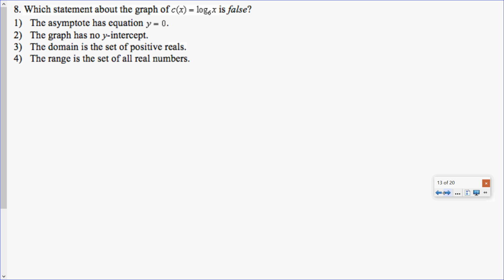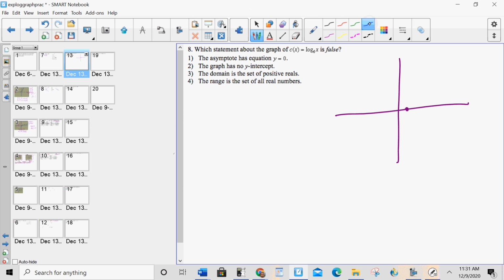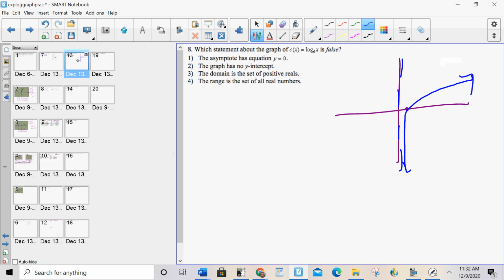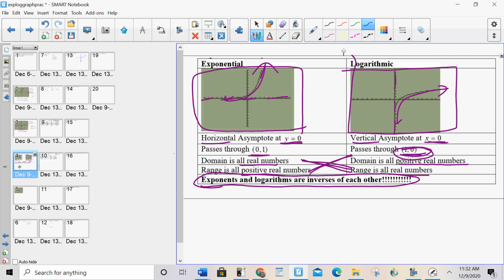So which statement about the graph of c of x equals log base 6 is false? Well, it's a log graph. So I know that a log graph passes through 1, 0. I know that it has a vertical asymptote at x equals 0. It's getting closer and closer but never touching, and it looks like that. And again, you can always refer back to this if you need to. Now that I have that, I should be able to answer it from there.